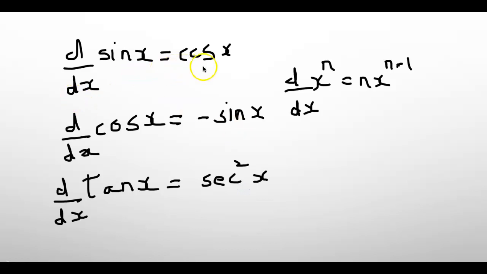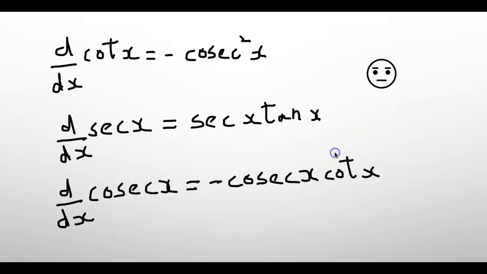Now derivative of sin x is cos x. Derivative of cos x is minus sin x. d dx of tan x is secant squared x. This we had already learnt before. d dx of x raised to n is n x raised to n minus 1, where n is any integer. Derivative of cot x is minus cosec squared x. d dx of sec x is sec x tan x. And derivative of cosec x is minus cosec x cot x. So you have to learn all this. There is no shortcut.